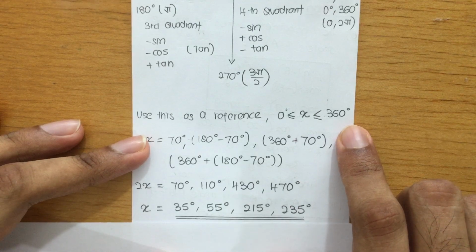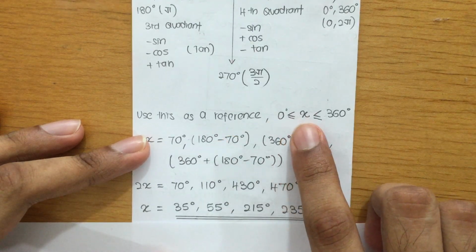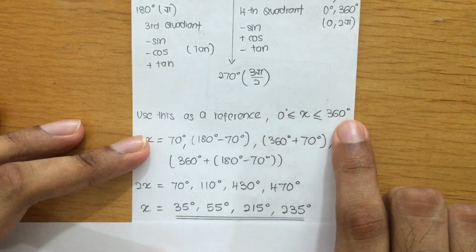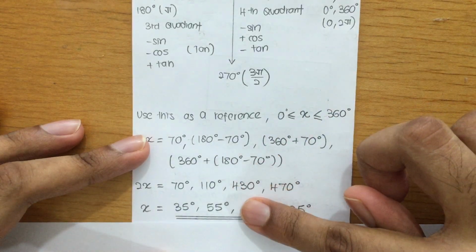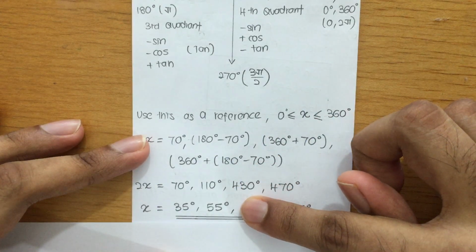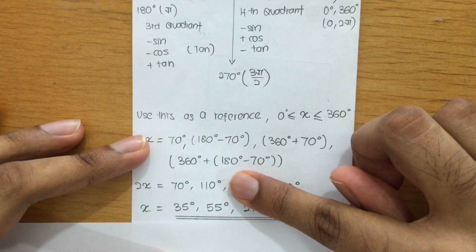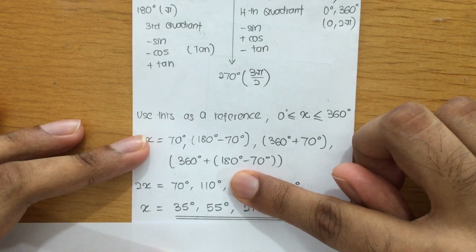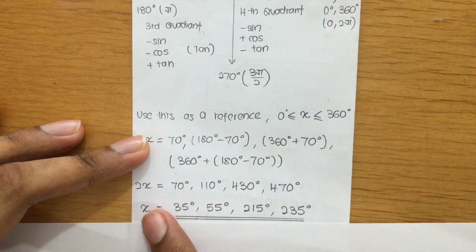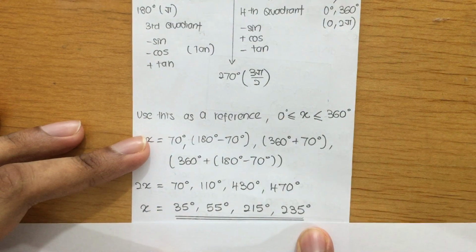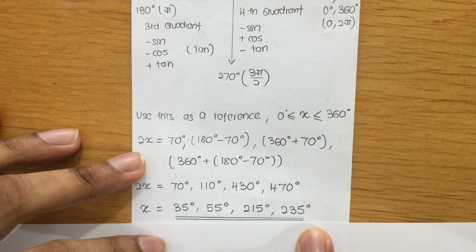If the question asks you to find in terms of 2x in a range of 0 to 360, you can actually leave your answer up to here, 70 degrees, 110 degrees. But then they're asking in terms of x, so you need to mention the whole degree value over here.